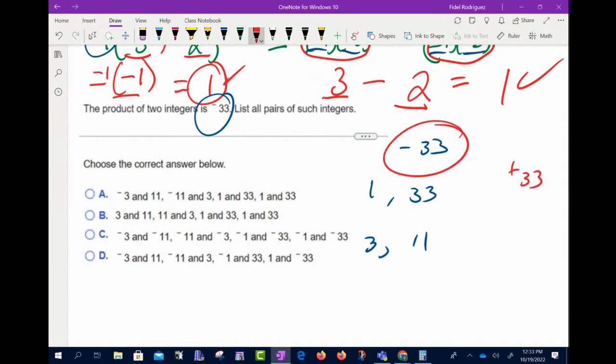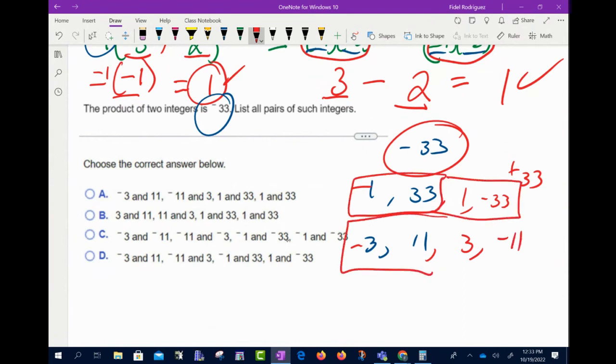So I know in order for me to get a negative number, y'all, I have to do this. Look, a -1 and a +33, or a +1 and a -33, or I can have a -3 and 11, or a +3 and a -11. So these are my choices here.